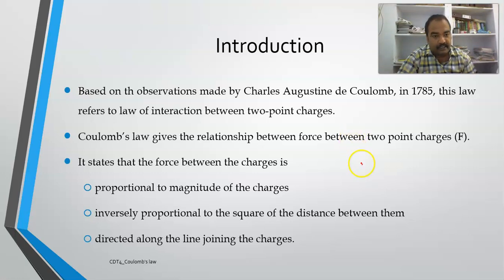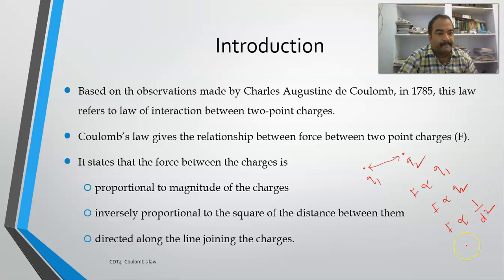So he proposed that if there are 2 charges, Q1 and Q2, there exists a force between these 2 charges, and the force is proportional to the magnitudes of these charges, and it is inversely proportional to the square of the distance between them. And the direction of this particular force is along the line which joins these 2 charges. Either it will be in this way or it will be in this way, but it will be along the line joining the charges. This is what was proposed by Coulomb.